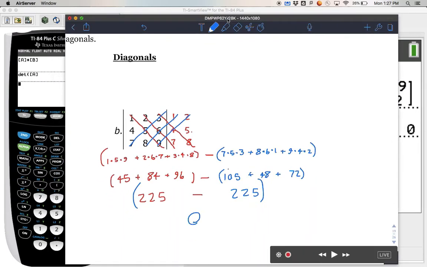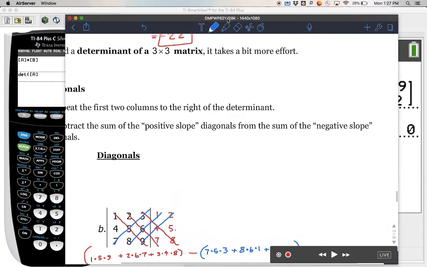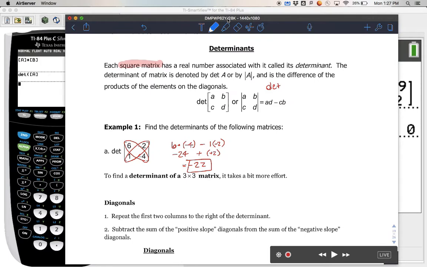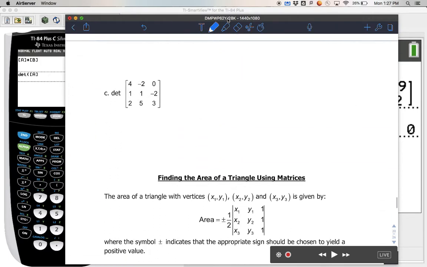So that's how you can find the determinant of any matrix. It's pretty helpful on those 3x3s. Honestly, I think the 2x2s are so quick and easy that it takes more time to type it into the calculator, so I don't think it's that beneficial to use a calculator there. But anyways, there you go.